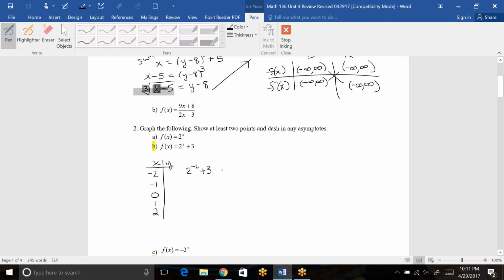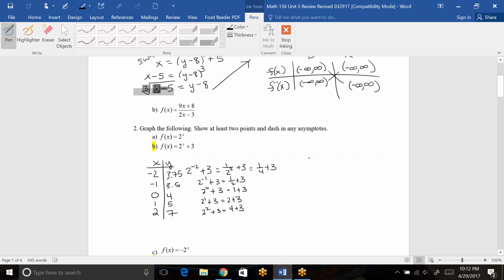So if we work this out, this would be 2 to the negative 2 plus 3. You can either use your calculator and type that in, or you can remember that negative exponents move something to the bottom. So that'd be 1 over 2 squared plus 3, which is 1/4 plus 3. That comes out to 3.75 if we add them together. And then 2 to the negative 1 plus 3 would be 1/2 plus 3, so 3.5. 2 to the 0 plus 3 would be 1 plus 3, so that would be 4. 2 to the 1 plus 3 would be 2 plus 3, so that would be 5. And 2 to the second plus 3 is 4 plus 3, which is 7.